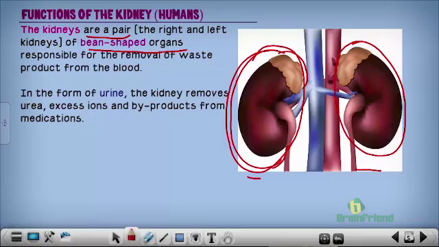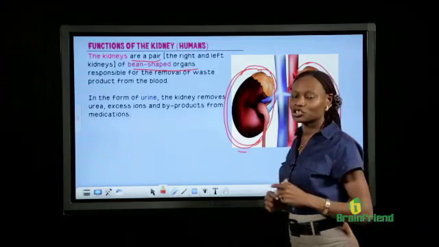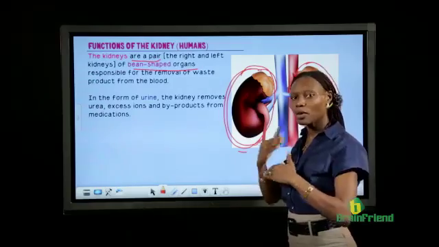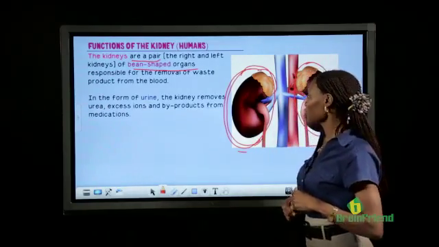How many of us like beans? I like beans. Very nutritious. It gives protein. It helps us grow tall. It helps us repair worn-out tissues, and so many more.